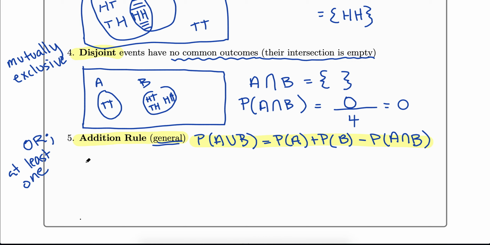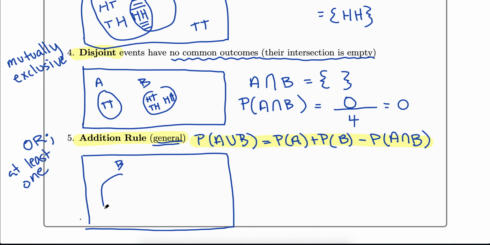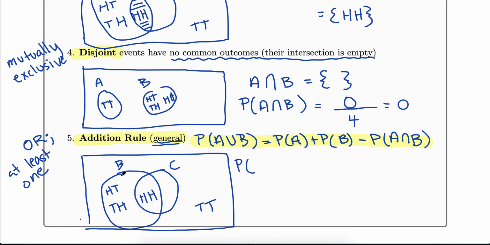So maybe let's do an example using those events B and C that we had earlier. So here was B, with our heads, tails, tails, heads, heads, heads. C also had that heads, heads, and then I've got tails, tails hanging out around here. So notice I'm going to change the letters now to be B and C because those are my two events that we're speaking about. So B or C.